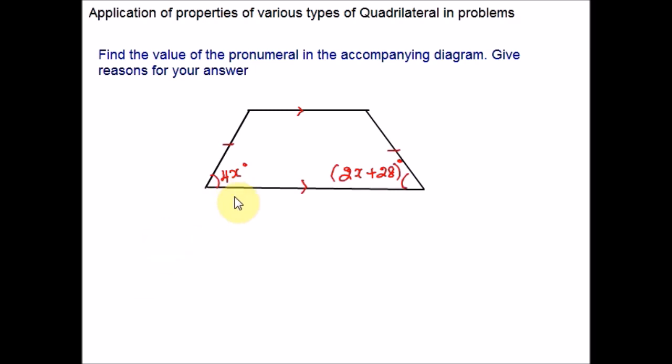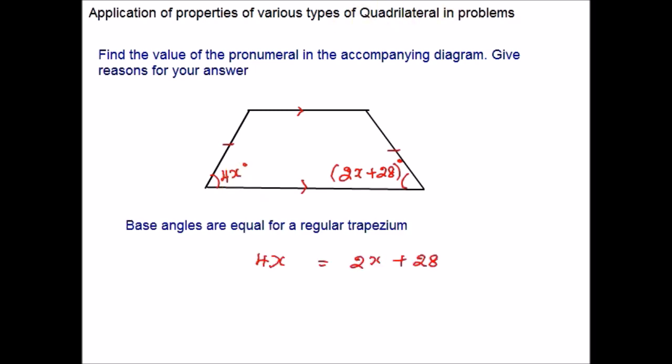The two angles given in this example are 4x and 2x plus 28. Only one variable is used, so it is easier for you to solve. You can just equate them and solve for the unknown variable. Subtract 2x from both sides. Divide both sides by 2. Hope you are clear with this trapezium problem.